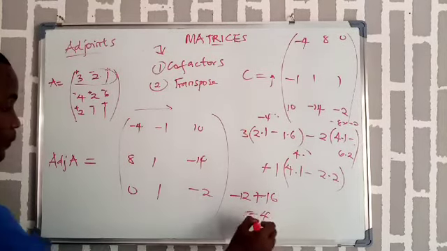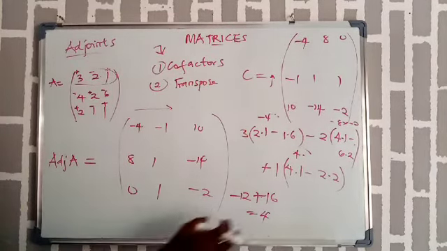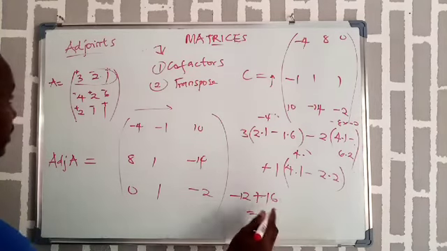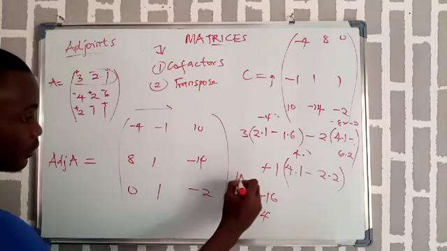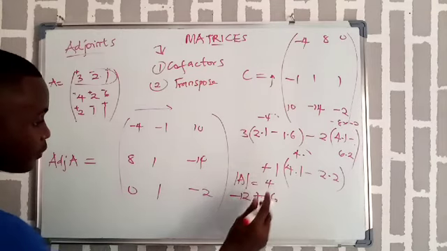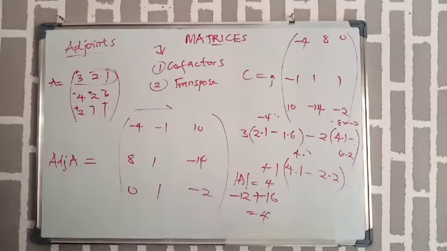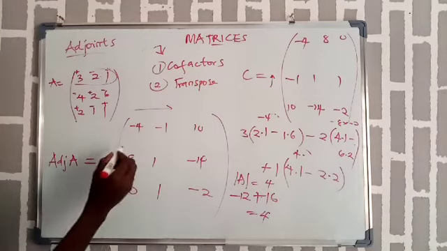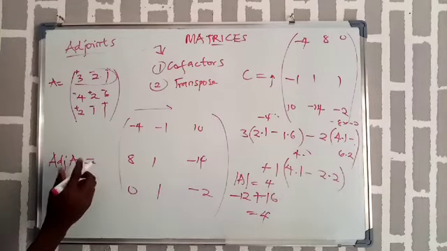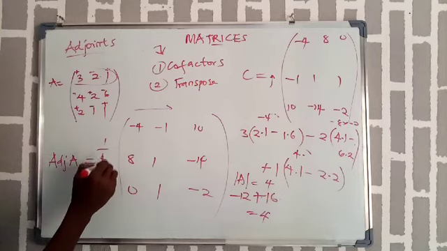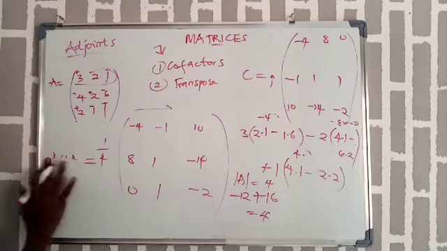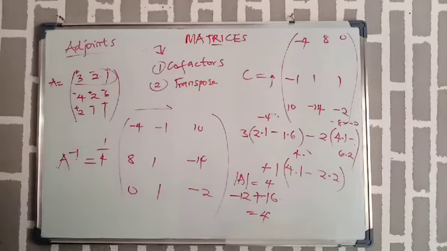Our answer is 4. Remember what I said in the inverse, you find the determinant. This is the determinant. Determinant of A is equal to 4. We are going to divide the adjoint by 4 to get the inverse. We can choose to divide everything here by 4, or we can just write 1 over 4 outside here and have our inverse. Write the inverse like this. That's our inverse.